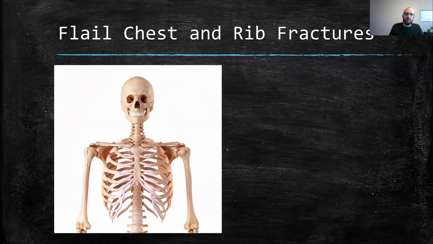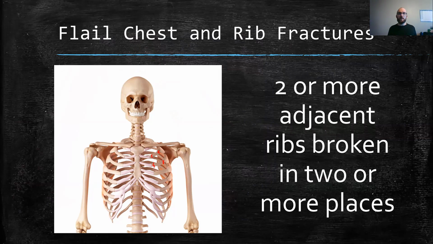And so a flail chest or a flail segment is when we have two or more adjacent ribs that are broken in two or more places. So that's our definition: two or more adjacent ribs broken in two or more places. That's where we get that free floating segment, which is when they say flail segment or flail chest. We get a free floating segment of ribs that has that paradoxical motion, where when the patient's breathing, it looks like that rib segment is moving opposite of the chest.